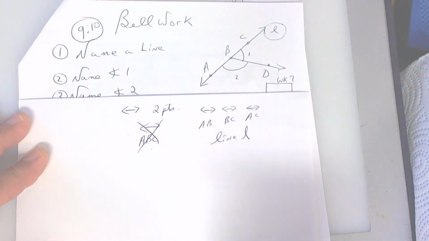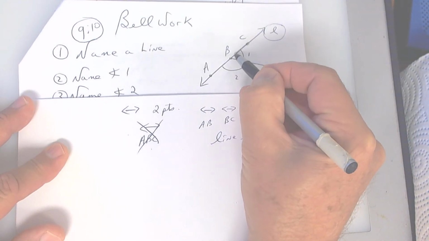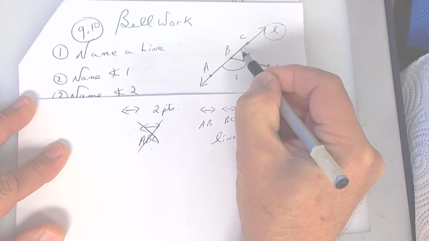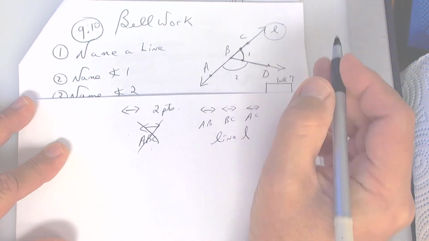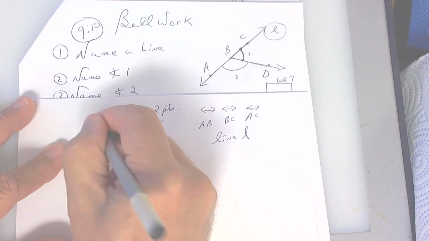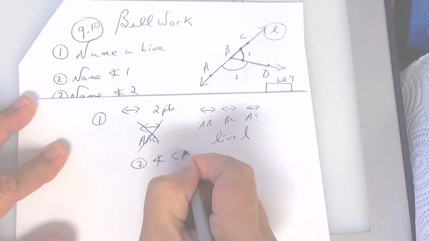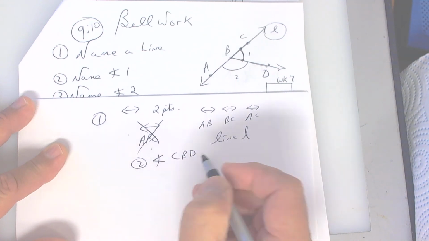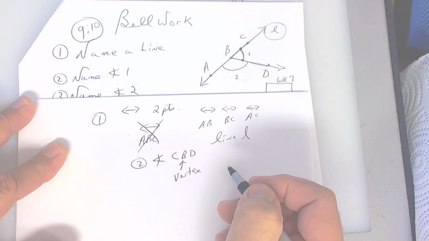Also, name angle 1, number 2. This is angle 1, so it starts here, goes to B, and then it goes out this way. So it goes from here to here. So it starts at C. So for number 2, that's number 1, you would say angle CBD. It uses 3 points. That's called your vertex.